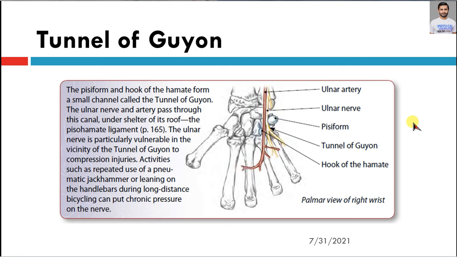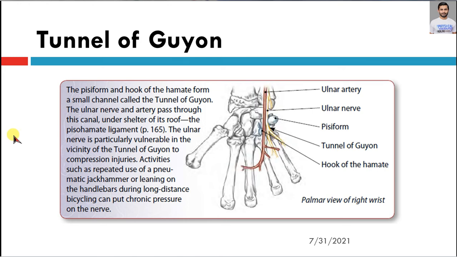The ulnar nerve and artery pass through this canal under the shelter of its roof, and there is a ligament called the pisohamate ligament that makes the roof of it. So the pisohamate ligament attaches from this side to this side. If there is some shortening or some scarring, that may lead to compression neuropathy or neurovascular compression. The ulnar nerve is particularly vulnerable in the vicinity of the tunnel of Guyon to compression injuries.